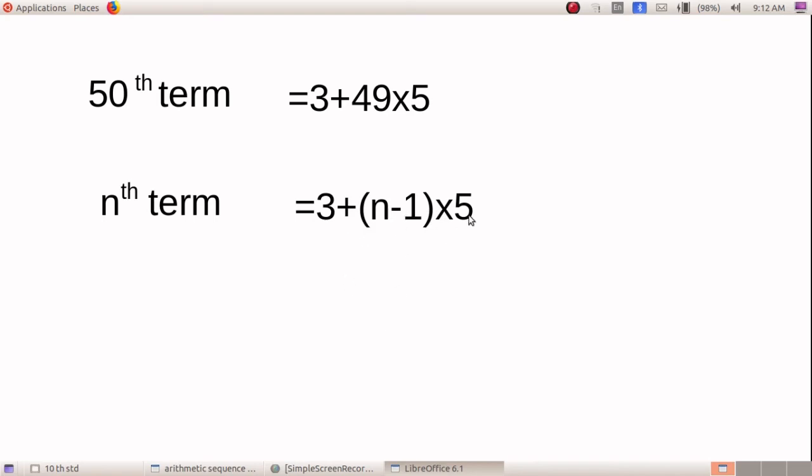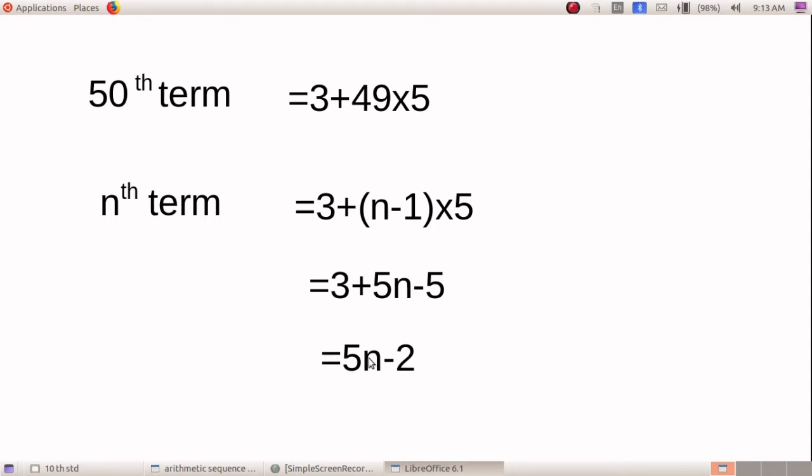3 plus n minus 1 times 5 can be written as 3 plus 5n minus 5. 5n is written first. 3 minus 5, when written, will be minus 2. Therefore, it will be 5n minus 2. Now we see that this is the algebraic form, or nth term, of the arithmetic sequence.